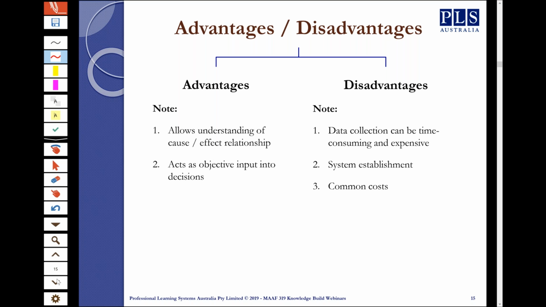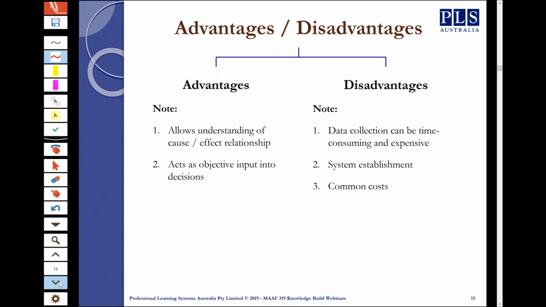Similarly, I noted that you need to be able to talk about advantages and disadvantages. Advantages: it basically allows you to build an understanding of the cause and effect relationship, and acts as objective input into decisions. So when you're looking at areas such as product pricing, it gives you a better cost to determine a price under a cost plus logic. Disadvantages: data collection can be time consuming and expensive, it costs a fair bit to establish the system, and when you've got common costs, so those costs that can't be allocated to a particular pool, you've got issues with that allocation process.